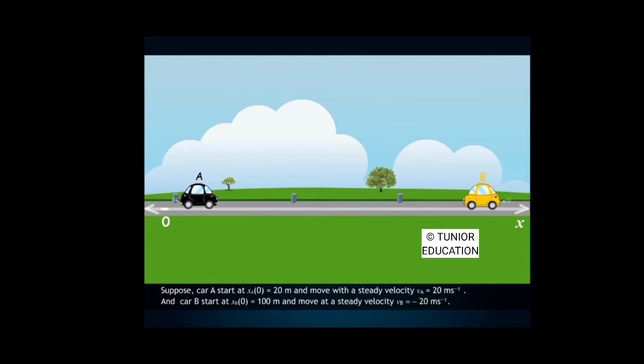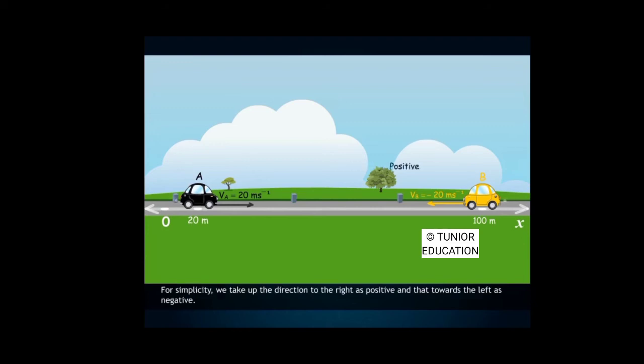Suppose car A starts at xA(0) equals 20 meters and moves with a steady velocity VA equals 20 meters per second, and car B starts at xB(0) equals 100 meters and moves at a steady velocity VB equals minus 20 meters per second. Negative velocity indicates that the object is moving in the opposite direction. For simplicity, we take the direction to the right as positive and that towards the left as negative.